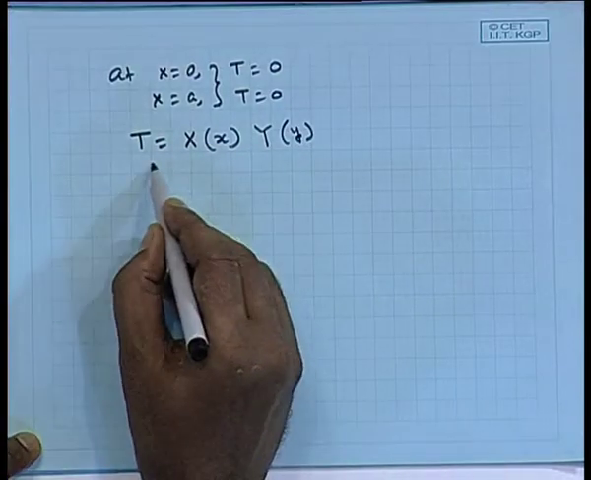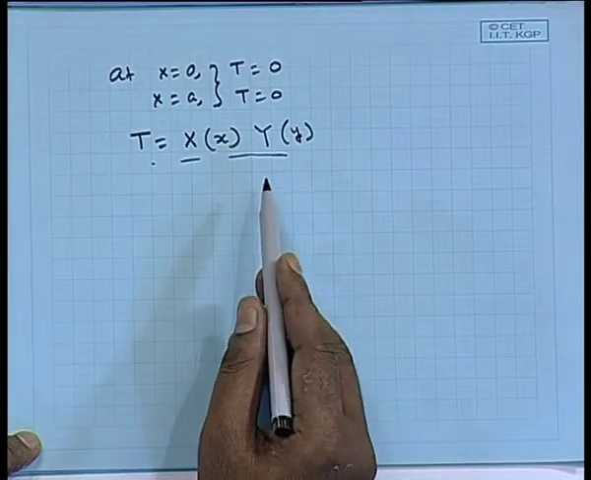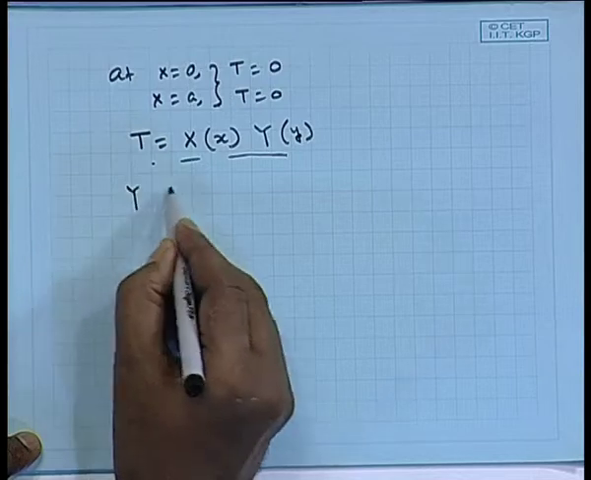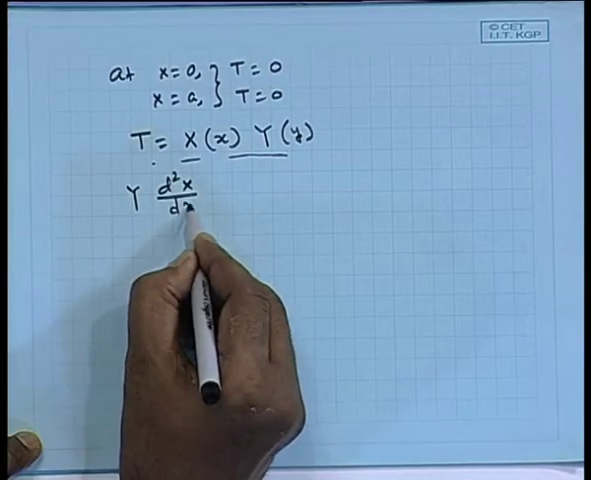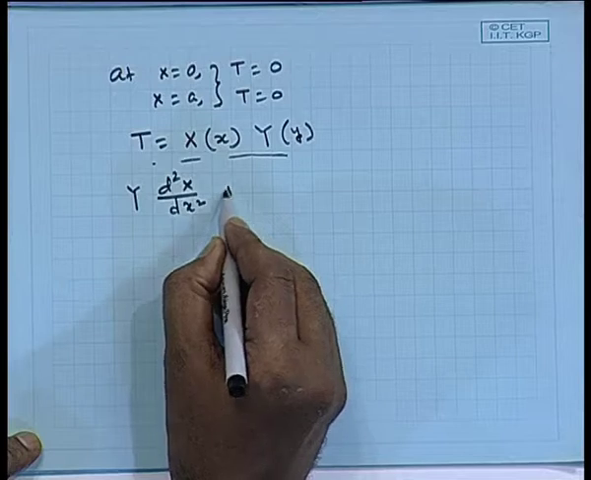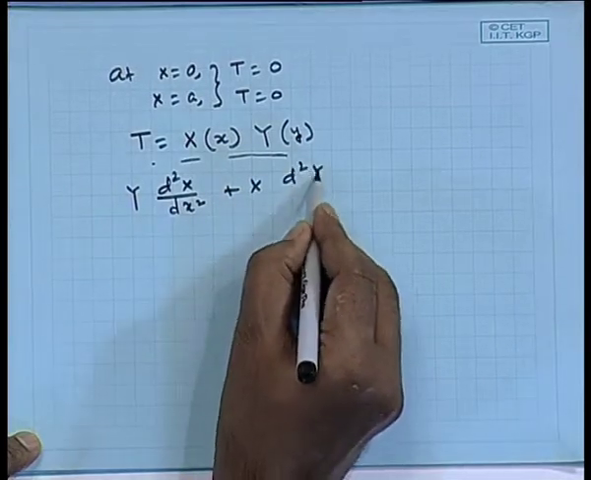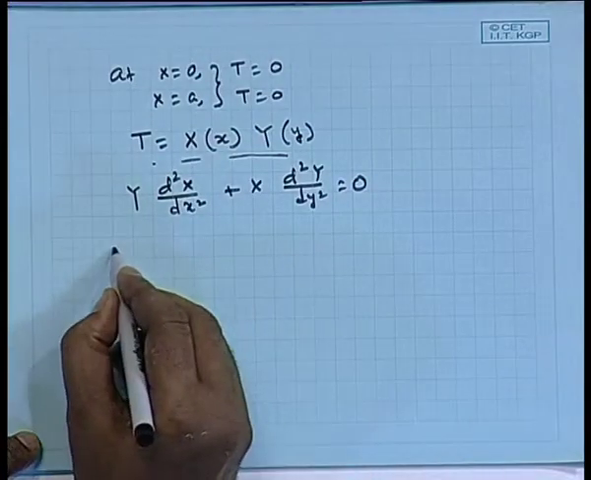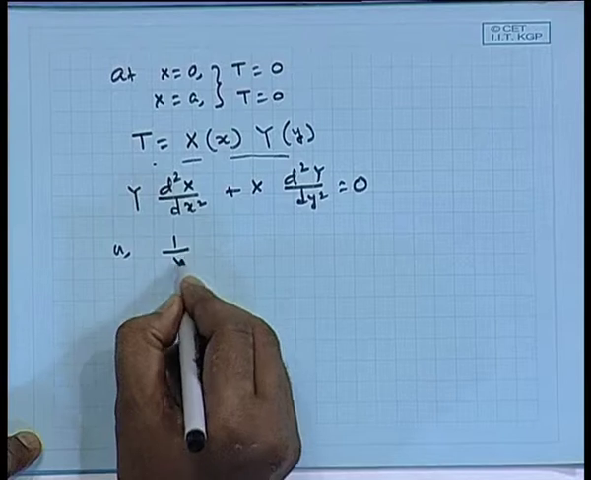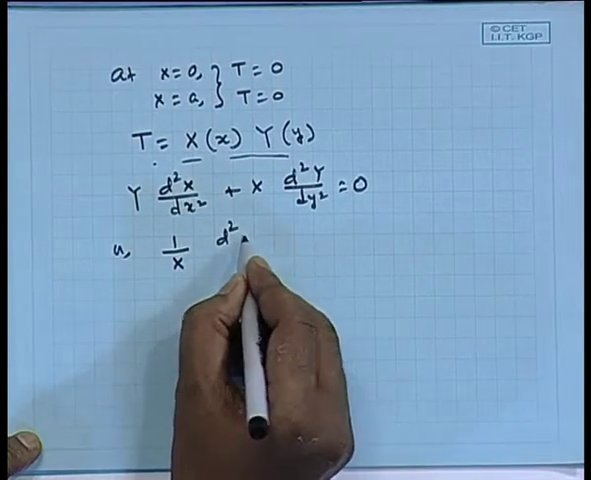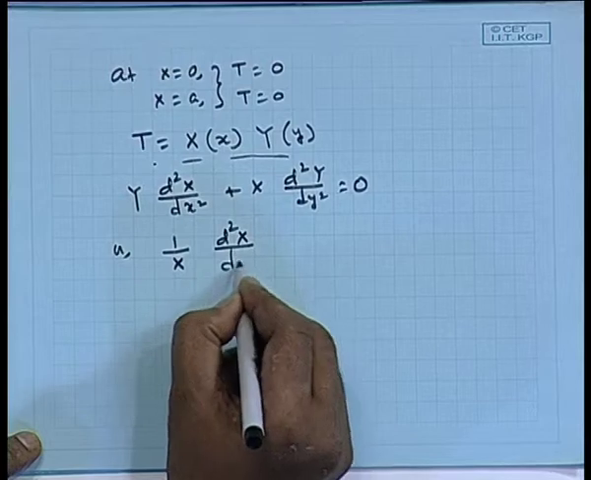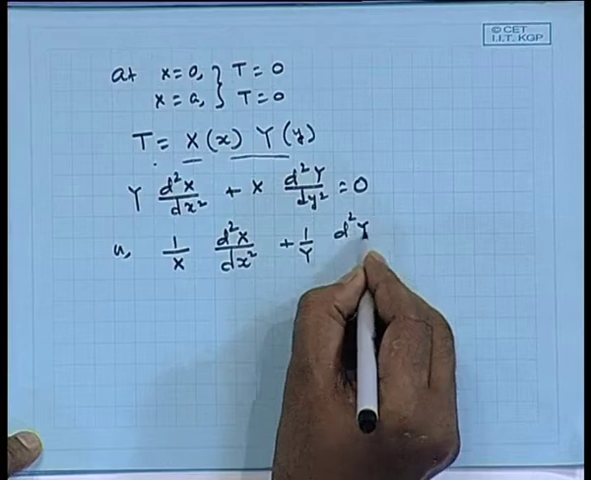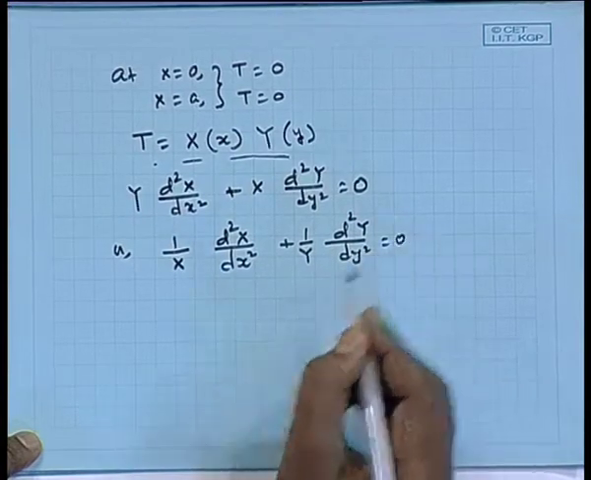Okay. Now, you substitute this X and Y, this product form of solution, in your governing equation, and let us say what you get. You will be getting Y d²X/dx² plus X d²Y/dy² is equal to 0, right. So, you can have a separation of variables right away: 1 over X d²X/dx² plus 1 over Y d²Y/dy² is equal to 0, okay.